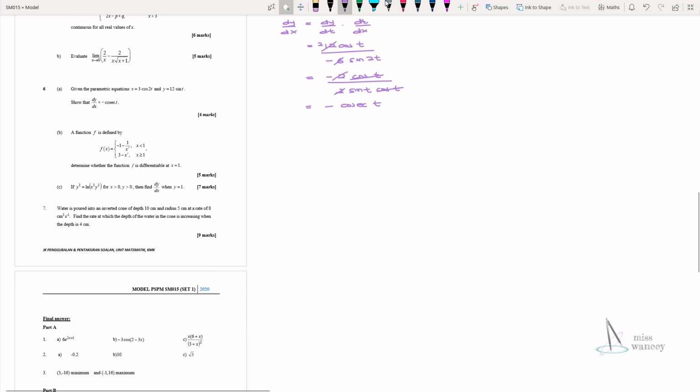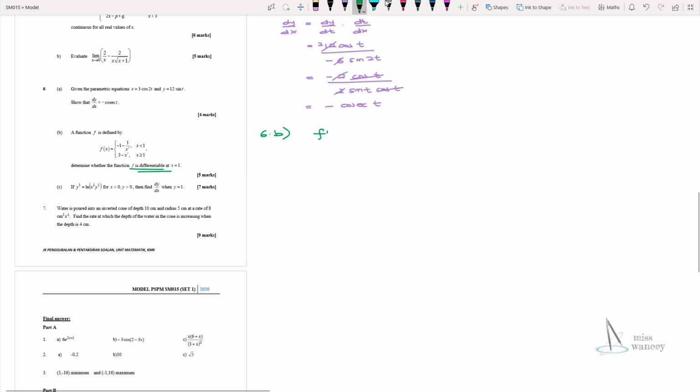Okay, so the next one, perhaps a green will do. Okay, so B, number 6b. A function f is defined by blah blah blah blah. Determine whether the function is differentiable at x equal to 1. So in order to know whether a function is differentiable at x equal to 1 or not, I have to check what is the limit for x approaching 1 on the left hand side as well as right hand side. So we're going to use the formula.